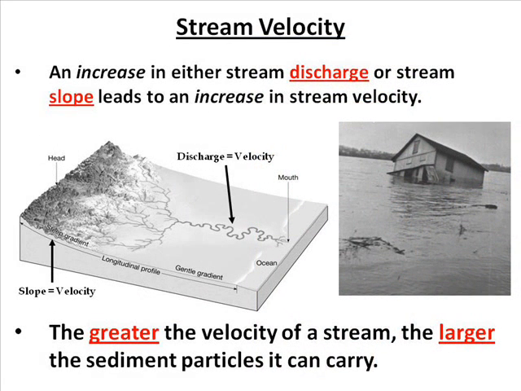Three factors are important in determining the velocity of a stream or a river. One factor is the gradient or the slope of the stream. Another factor is the discharge or the volume of water in the stream. An increase in either stream discharge or stream slope leads to an increase in stream velocity. The greater the velocity of the stream, the larger the sediment particles it can carry.